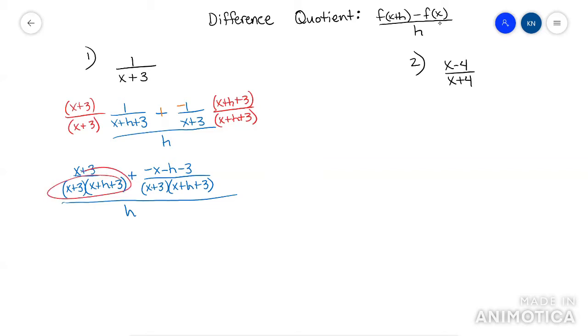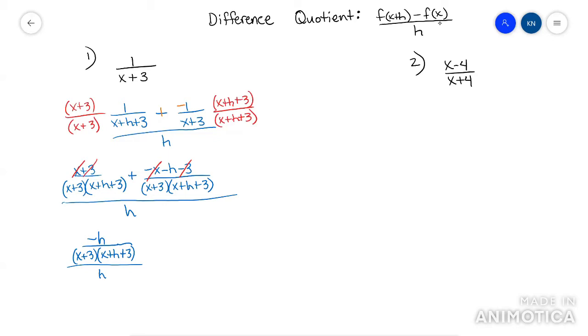Okay, now that the denominators are the same here, you can combine the numerator. You can combine all this as if it was written on one line. So the positive x and the minus x cancel, the plus 3 and the minus 3 cancel. So when it's all said and done, you have a negative h over that same denominator. And then it's all over h.